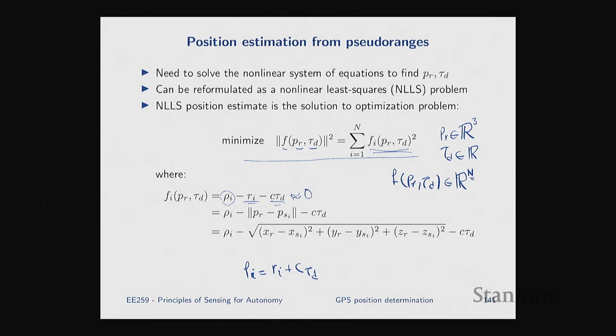Okay, so do we agree that if we minimize this function over p and tau, we have not only localized ourselves, we have also found our timing offset with respect to the GPS system. Okay, let's solve it. So it's a nonlinear function, of course, right? There's square roots and other stuff.